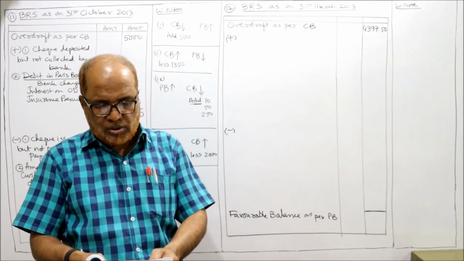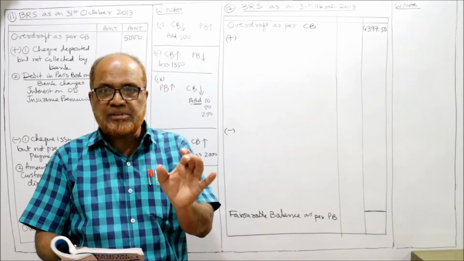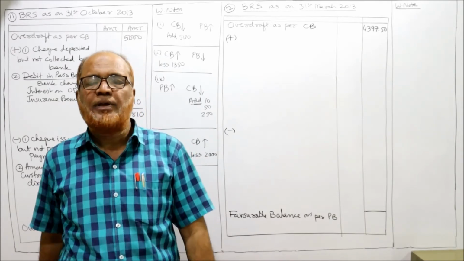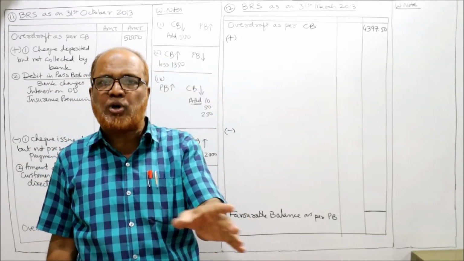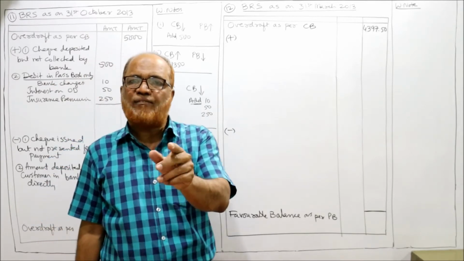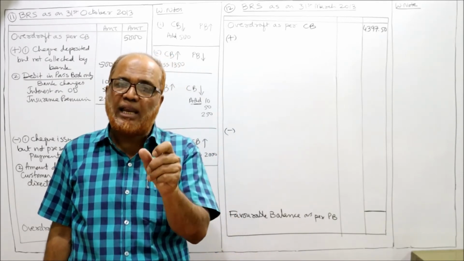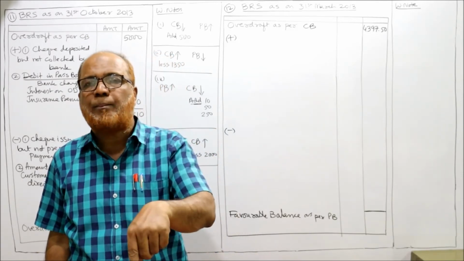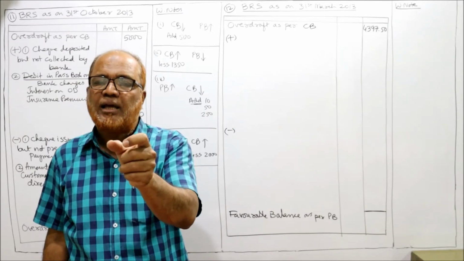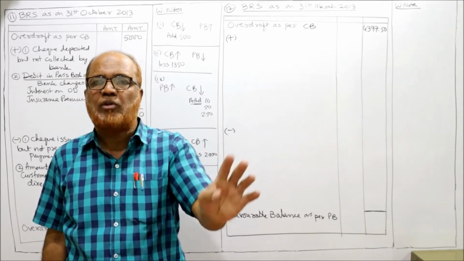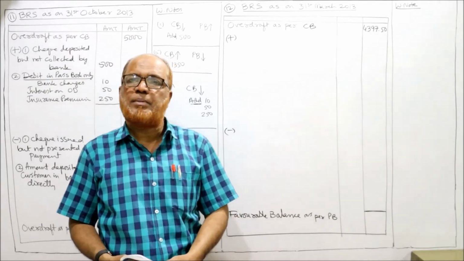On 31st March 2013, a trader compared his passbook with his cash book and found all items agreed except the following. Normally, in order to prepare the BRS, we compare the transactions in the cash book and the passbook. If the transactions are found in both the books, we ignore them. If transactions are there only in one of the books, either in the cash book or in the passbook, we select those transactions. Because on account of those transactions only, the balance as per cash book and balance as per passbook will be different. Right? So what are the discrepancies? A, B, C, D. Four discrepancies are given.